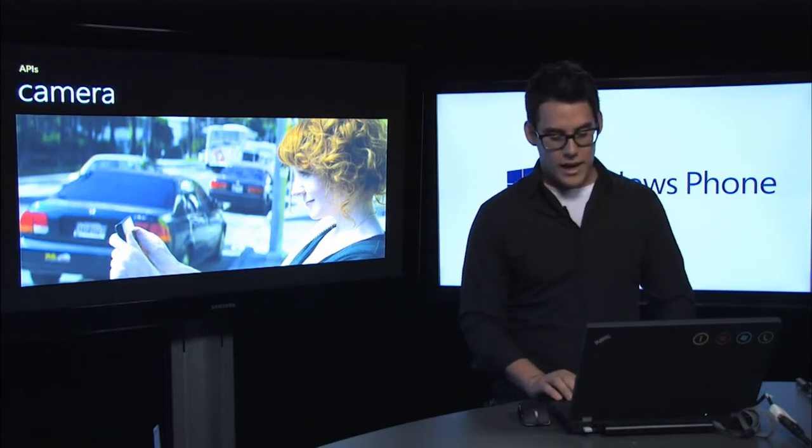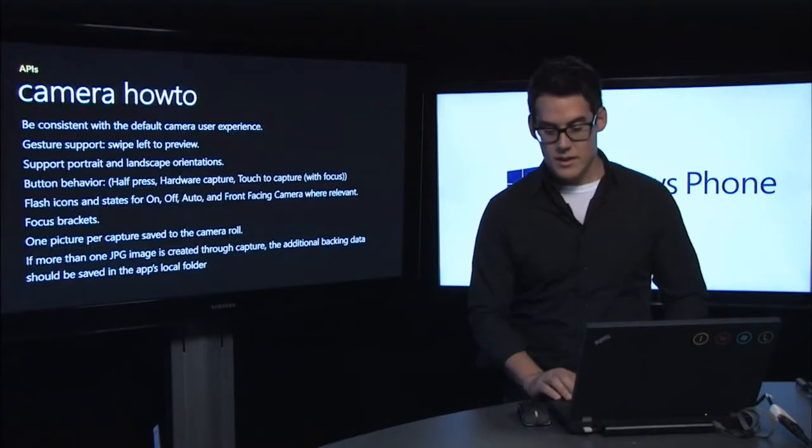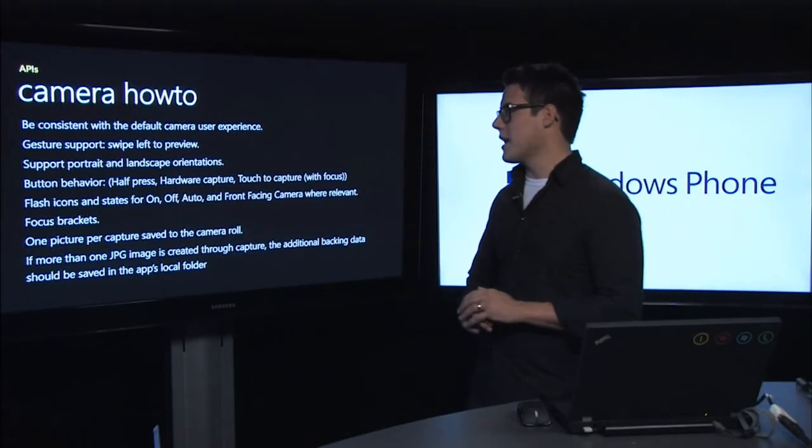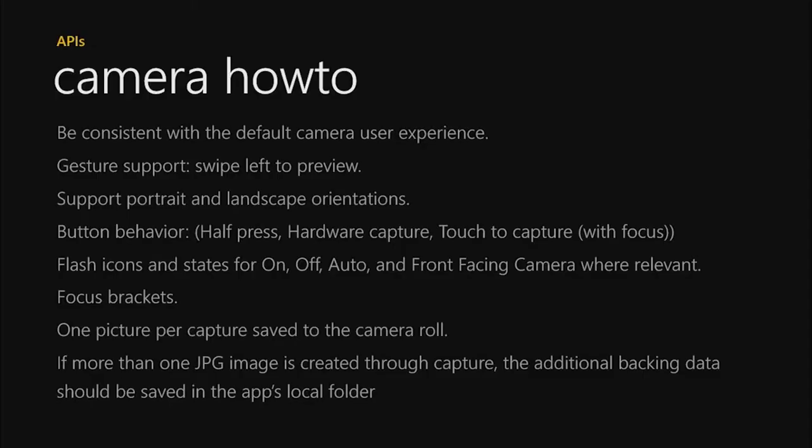All Windows Phone cameras have a 5 megapixel or larger camera with autofocus and flash and a 4:3 aspect ratio image sensor. There are no direct UI elements associated with the camera. So you can program against the camera, and a couple camera how-tos. Be consistent as you can if you're creating a camera application.